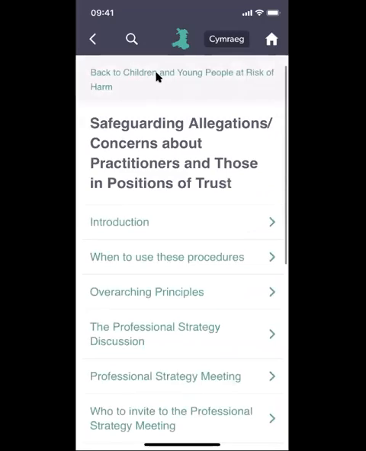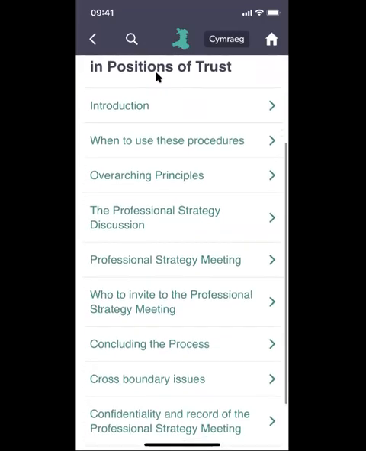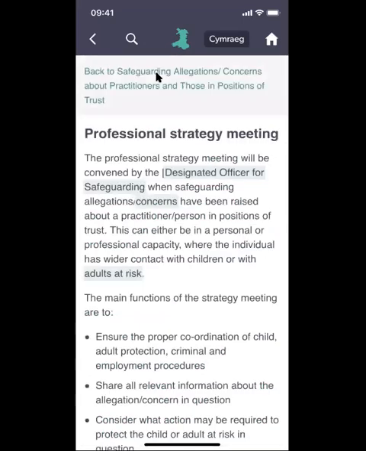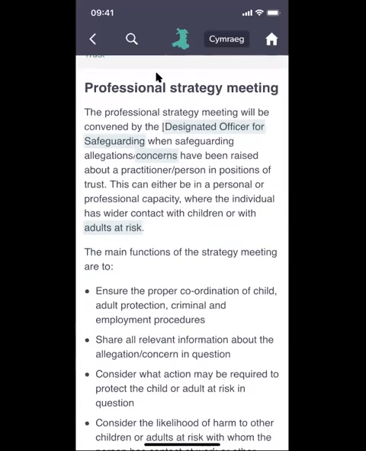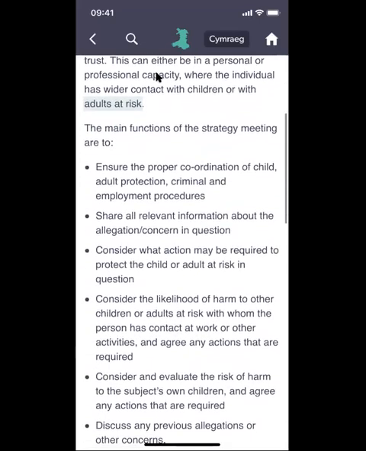We also see then, if the decision is taken to move to a professional strategy meeting, we have the detail then about the role and purpose of the professional strategy meeting, as set out here, as you can see, in terms of the main functions of the strategy meeting.